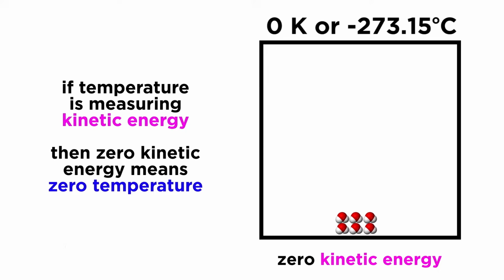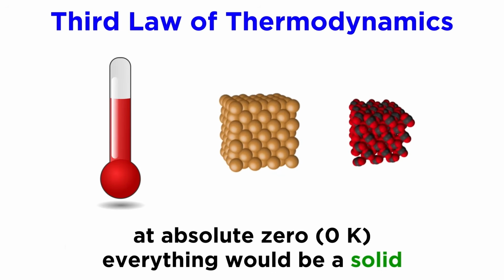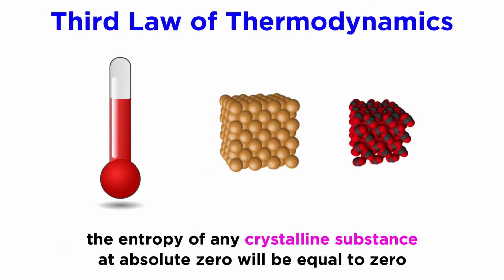No more kinetic energy of motion means no more temperature by any real definition of the term, so we will call this absolute zero. At absolute zero, every substance would be a solid, even things like hydrogen and helium. And one way of summarizing the third law of thermodynamics is by saying that the entropy of any crystalline substance at absolute zero will be equal to zero.